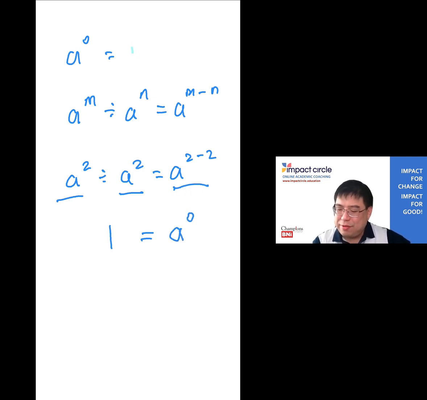If you forget, just remember to play around with the first 3 laws of indices, and you will be able to figure it out. Especially in stressful exam conditions, you might forget. But if you understand how it works, you will never forget. Okay, the next law.